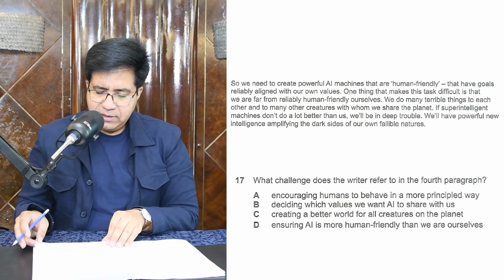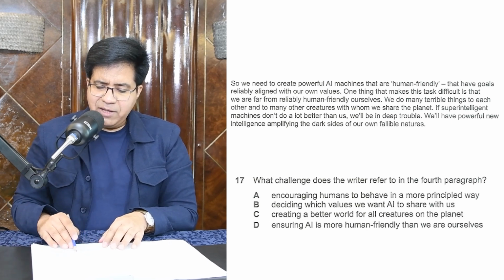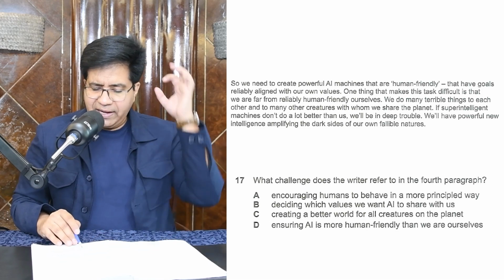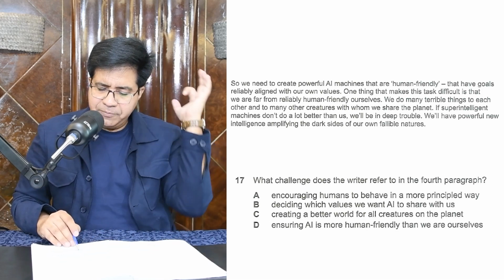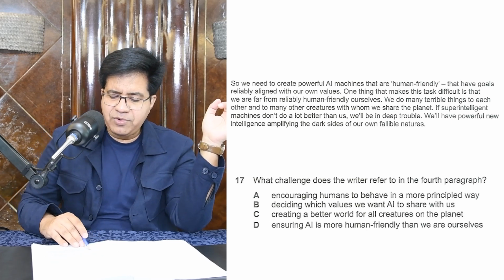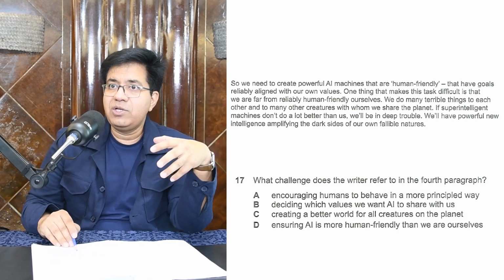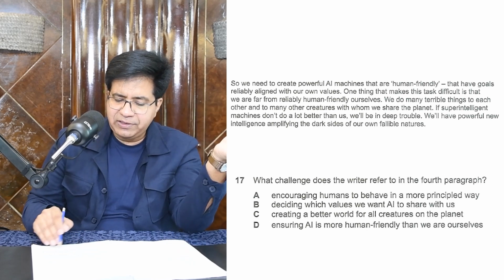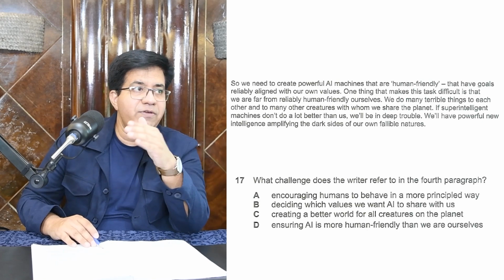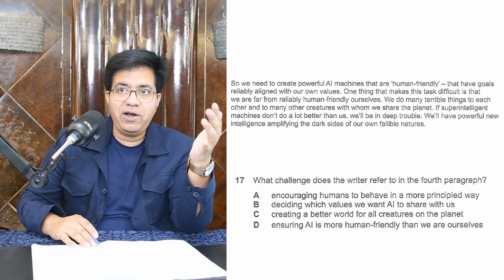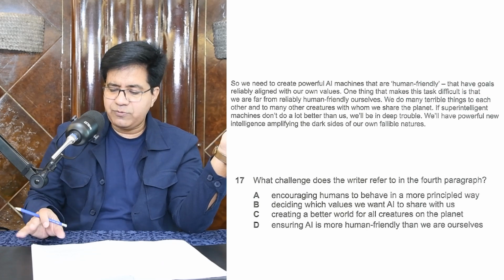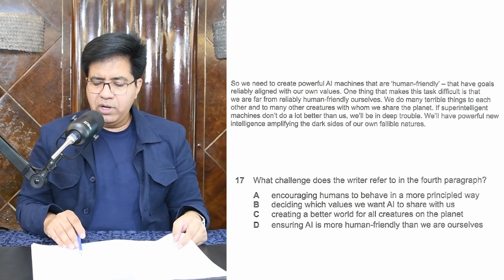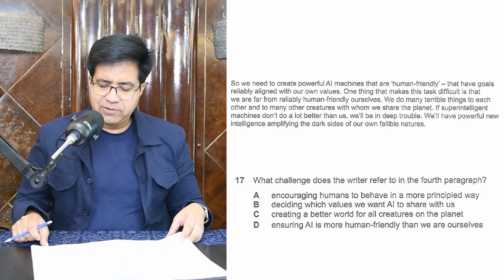Please come back. As he said here, AI machines that are human friendly. And then he said that we are not, third line. Please come to the last paragraph, third line. We are far from reliably human friendly ourselves. So we need machines that are going to be more human friendly. We do many terrible things to each other. Like, for example, we fight wars. We have world wars and all that. And to many other creatures with whom we share the planet. So that is option D, ensuring AI is more human friendly than we are ourselves.